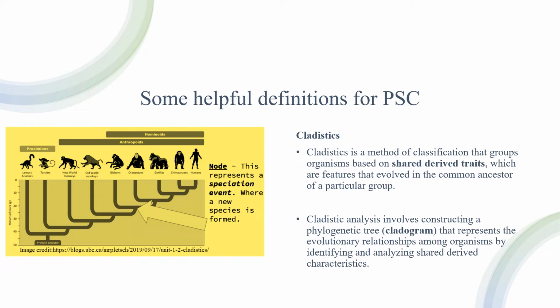But before we understand this concept and its application deeply, here are some useful definitions and ideas that help us understand this concept better. The first one is going to be cladistics. So what is cladistics? Cladistics is a method of classification that groups organisms based on shared derived traits, which are features that evolved in the common ancestor of a particular group of organisms. Cladistic analysis involves constructing a phylogenetic tree or cladogram, the one you see as an example in the pictures on the left. This cladogram represents the evolutionary relationships among organisms by identifying and analyzing shared derived characteristics. So, a common ancestor and the shared derived characteristics from that ancestor to all the descendants.